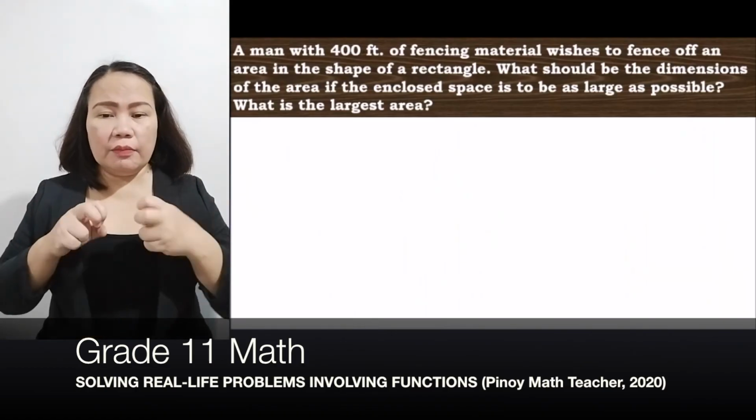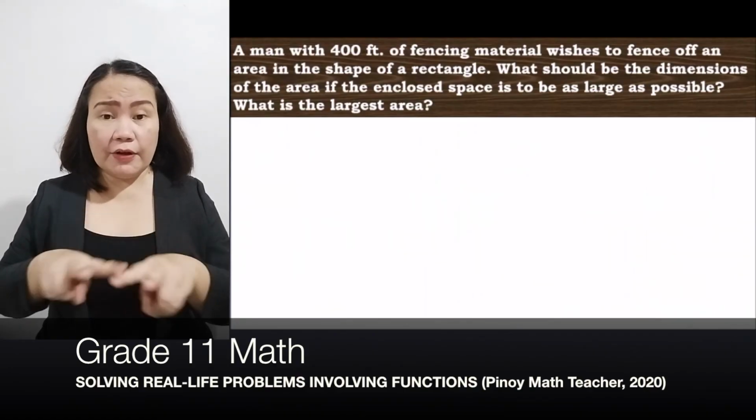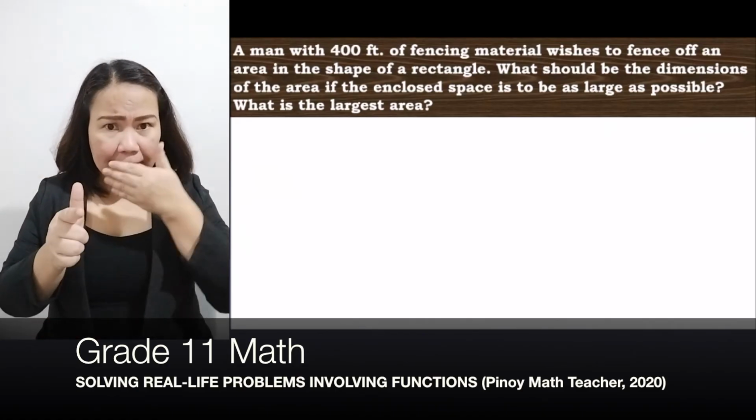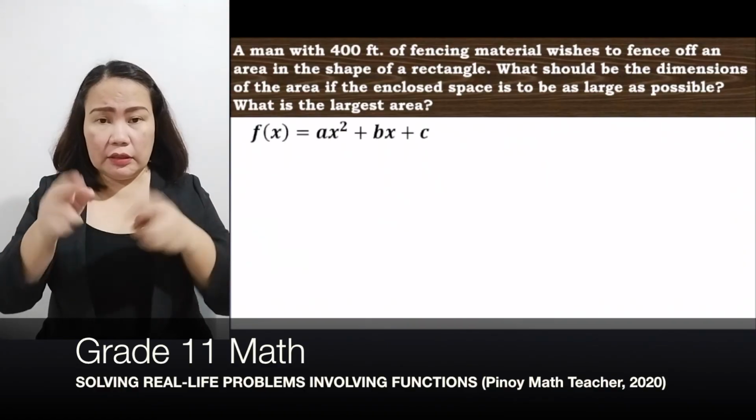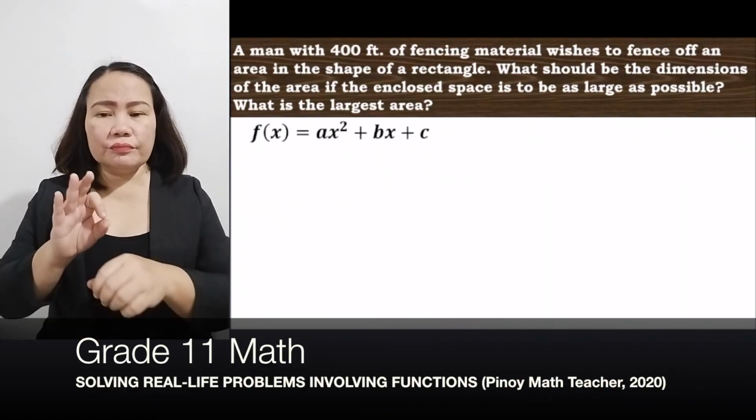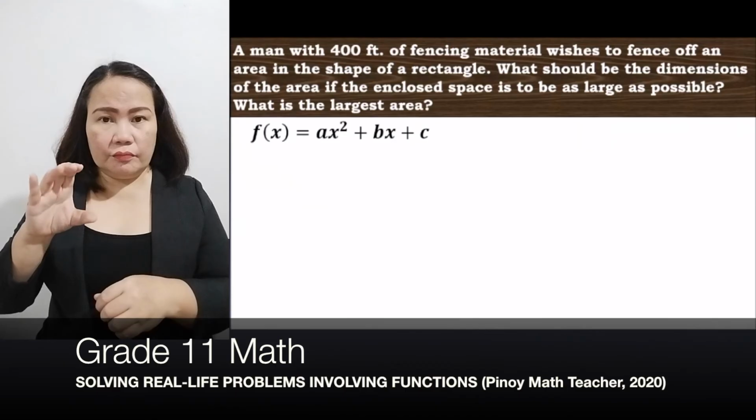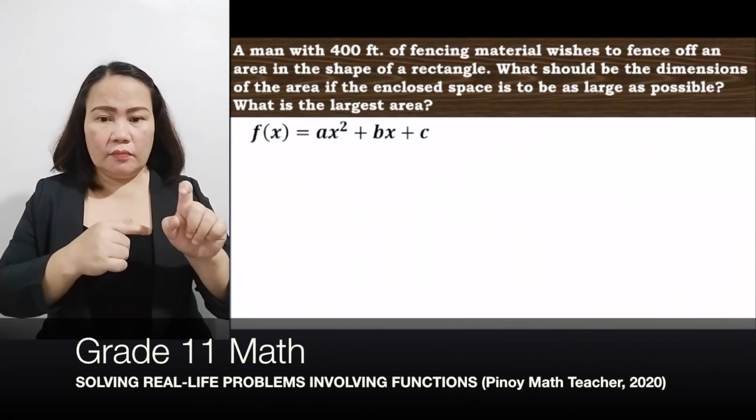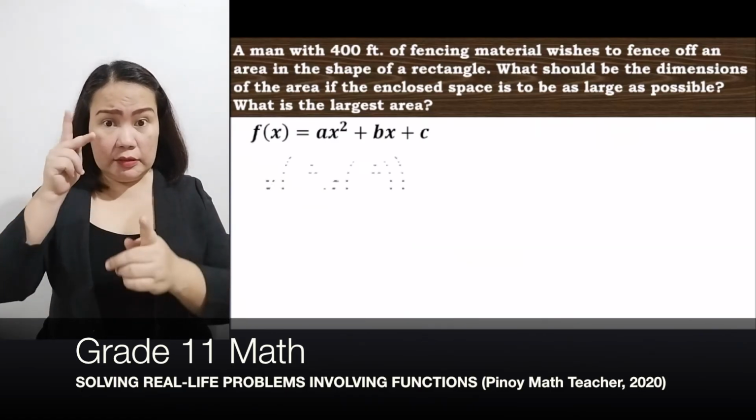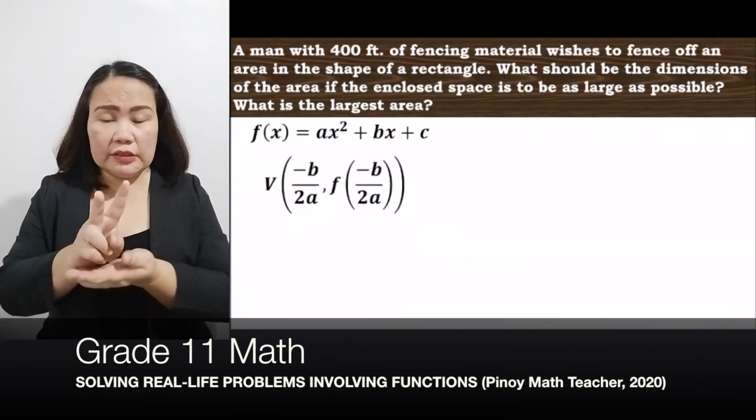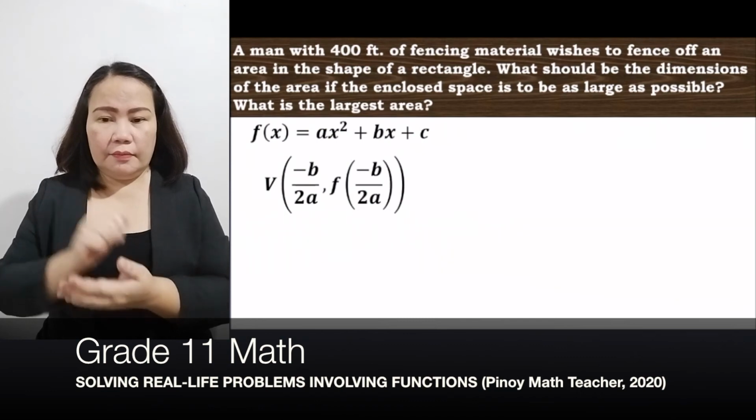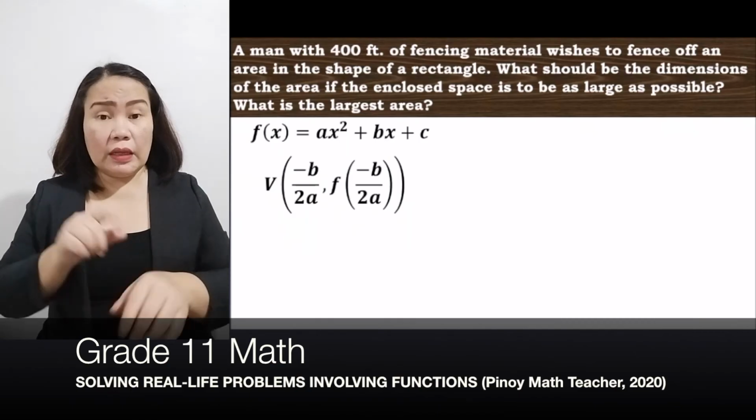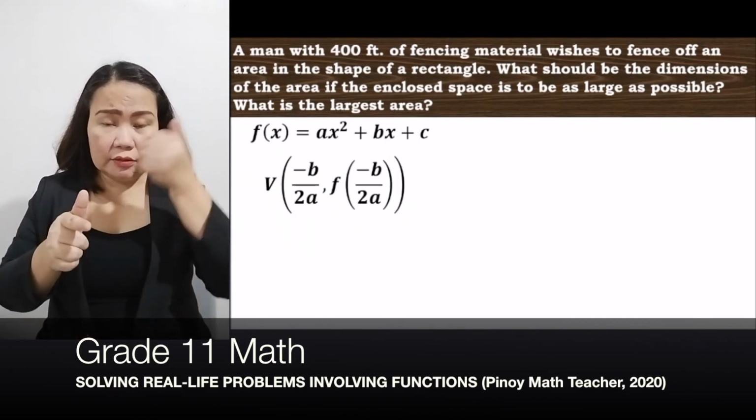Ang hinahanap natin sa problem na ito ay yung value ng length at width na magbibigay ng largest possible area ng rectangle. Sa quadratic function na f of x equals ax squared plus bx plus c, ang pinakamataas at pinakamababang point ay tinatawag na vertex. So yun ang kailangan natin. Para makuha ang vertex, gagamitin natin yung formula na to. So yung negative b over 2a, ito yung formula para makuha yung length na magbibigay ng largest possible area.